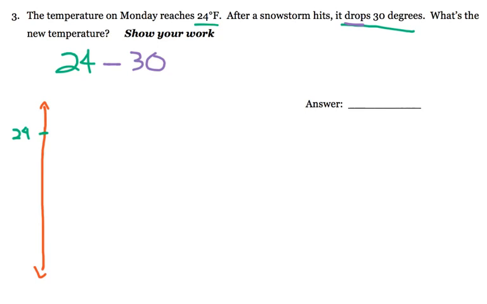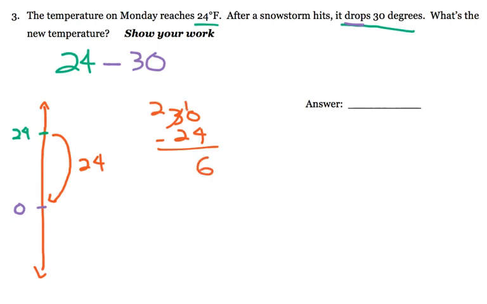So the temperature starts at 24 degrees, and then it's going to go down 30 degrees. I see that since it's going down more than 24, I know that we're going to go past 0. And I know that 24 down to 0, that means we've already gone down 24 degrees. And if you think about it, how much left do I have to go down a total of 30? Well, you could have subtracted, and if you did that subtraction, you should get 6. And that makes sense because 24 plus 6 is 30, so that means we have 6 more to go down.